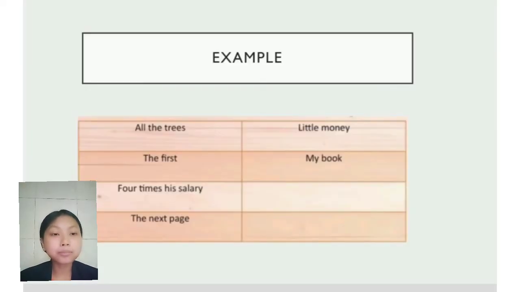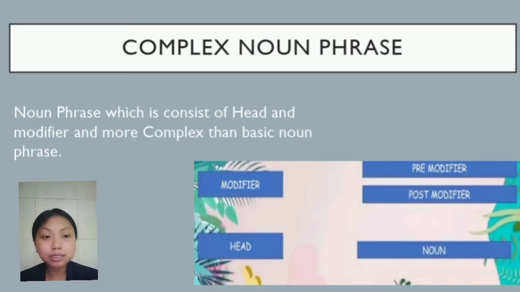some examples of a basic noun phrase such as all the trees, the first four times his salary, the next page, little money, and the last one is my book. And then the next explanation is about complex noun phrase, which consists of head and modifier and is more complex than basic noun phrase.